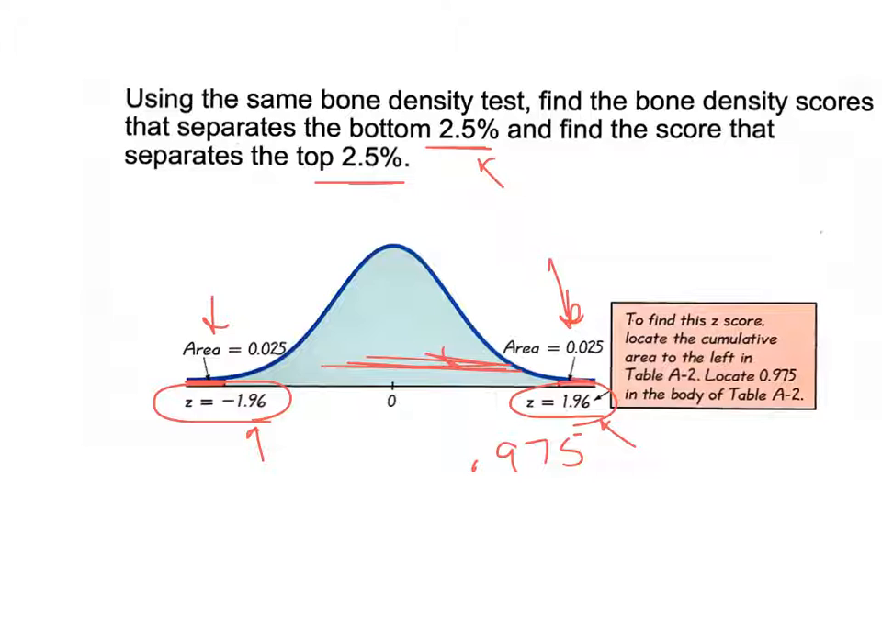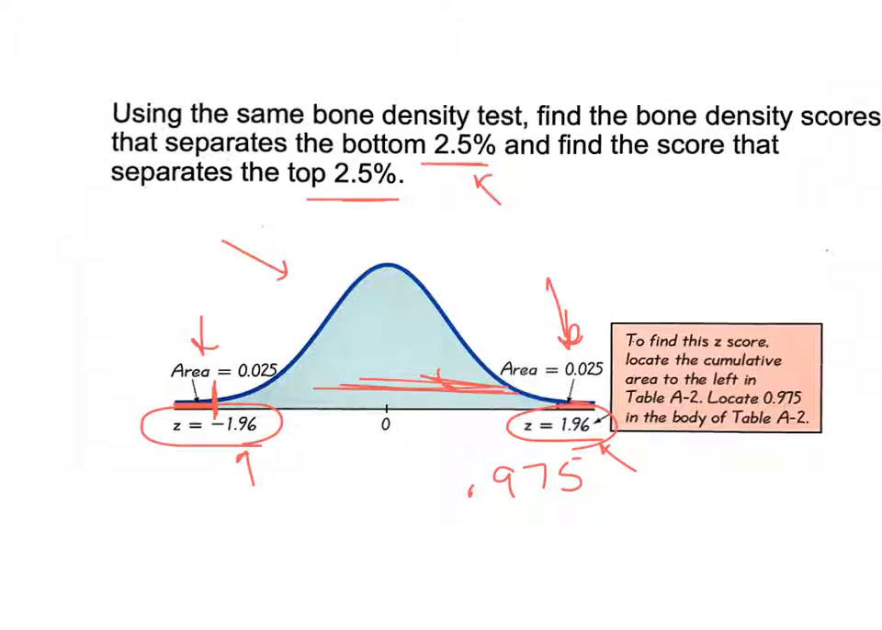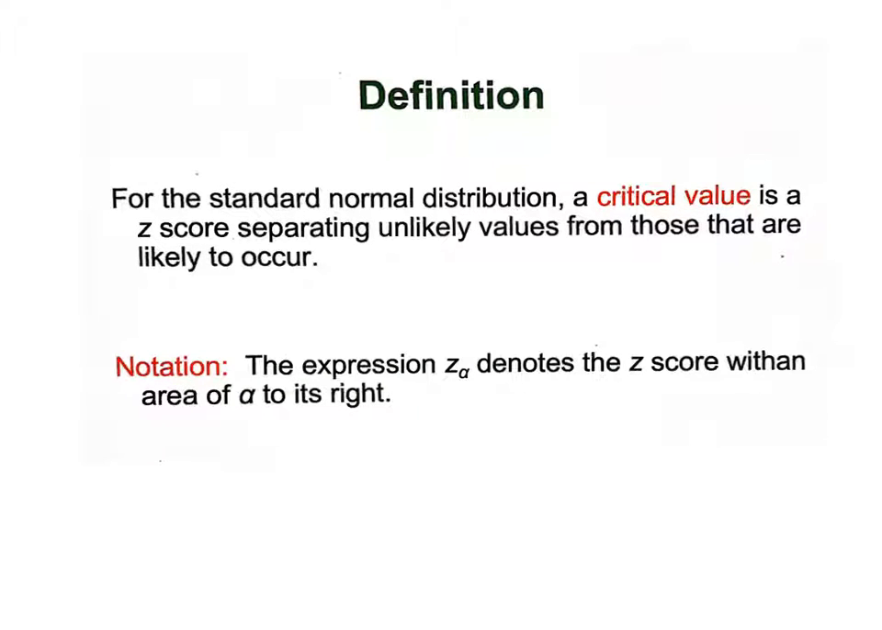The reason that happened is that one of the properties of the normal curve, or the standard normal curve, is that it's symmetric. So if you got 0.025 here and 0.025 here, the z-scores are going to be just opposites of each other because it is symmetric.